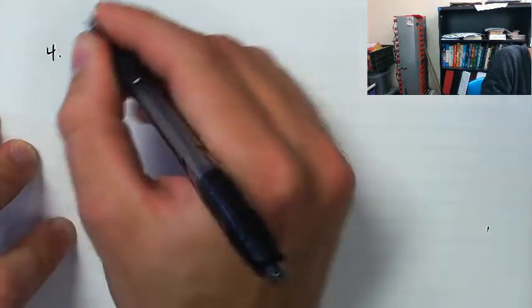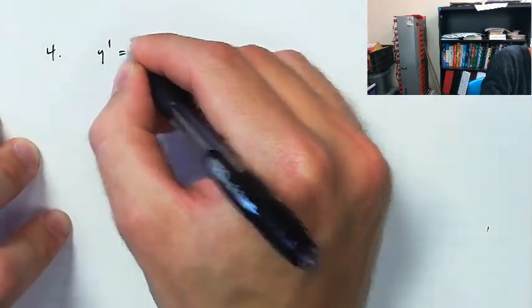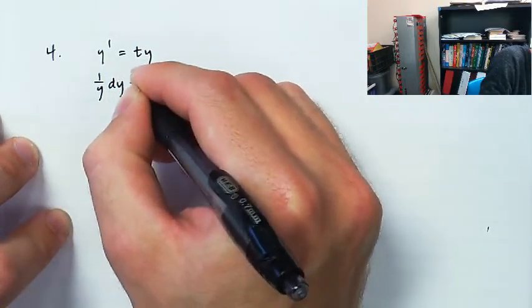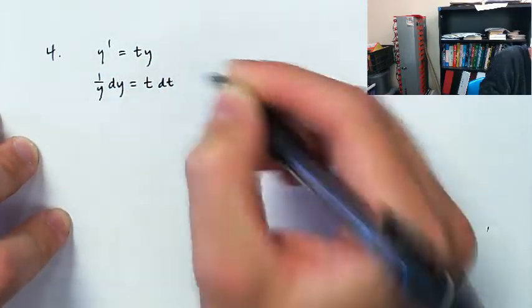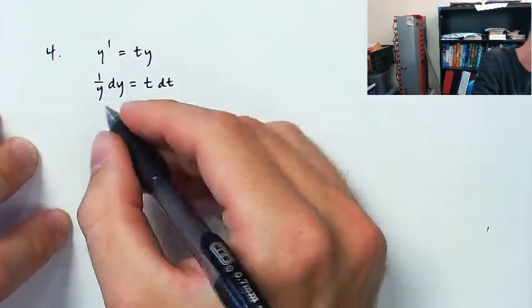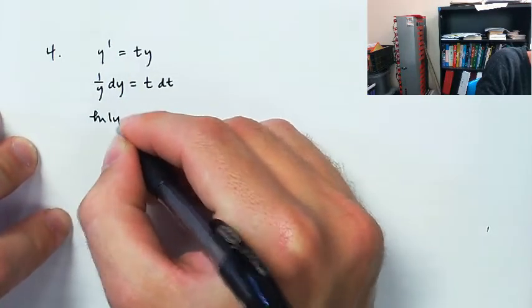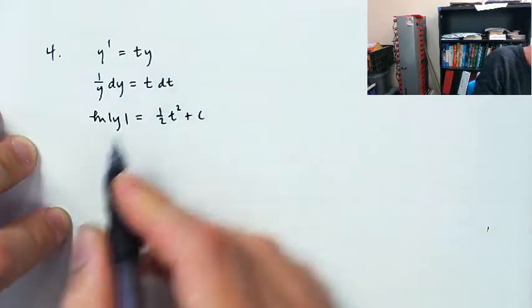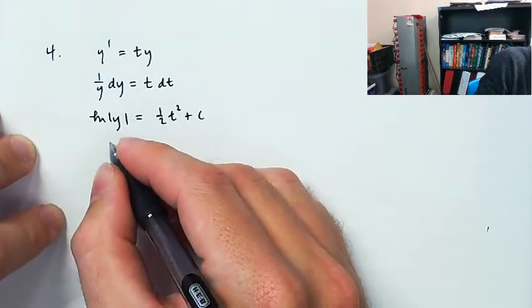All right, number 4. Find the general solution to y prime equals t times y. Okay, I've got this. I'm going to anti-differentiate both sides. I'm going to take e to both sides' power.